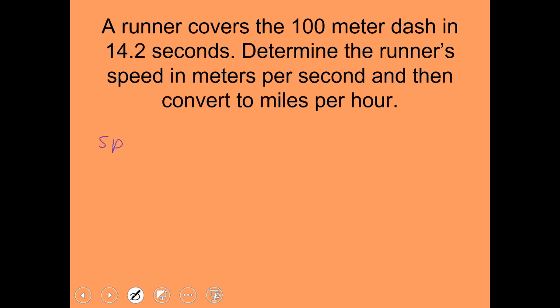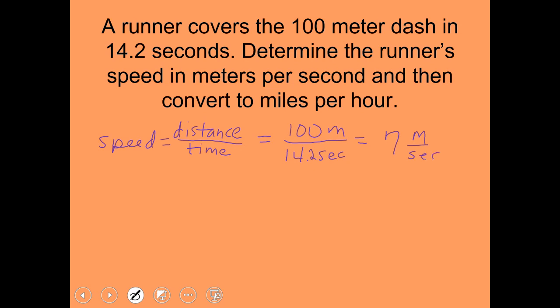So we need to know, and this is probably from general science and other math classes that you've had, that speed is distance over time. So we're going to take the 100 meters, which is the distance, and divide by the 14.2 seconds. 100 divided by the 14.2, we got 7 meters per second. It's like 7.8 or something.